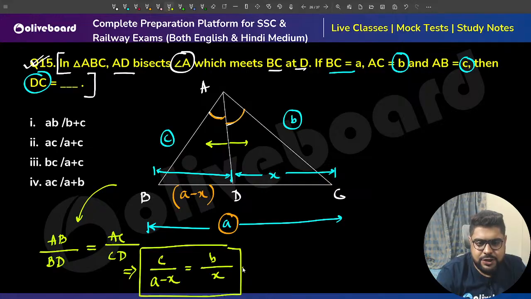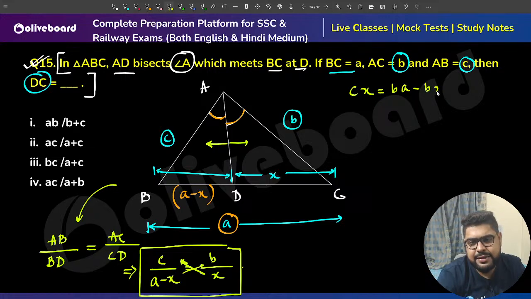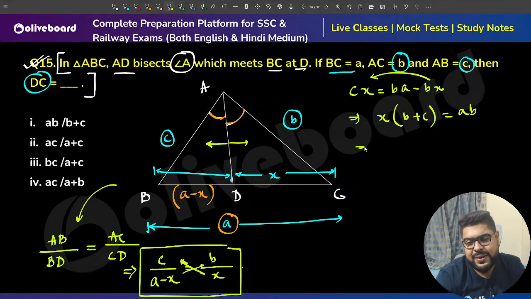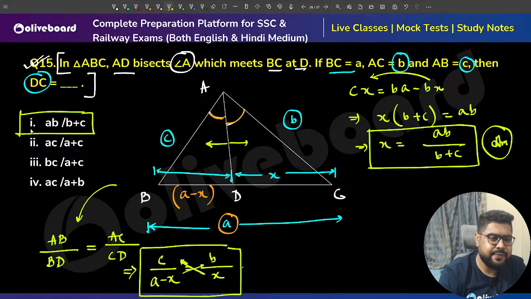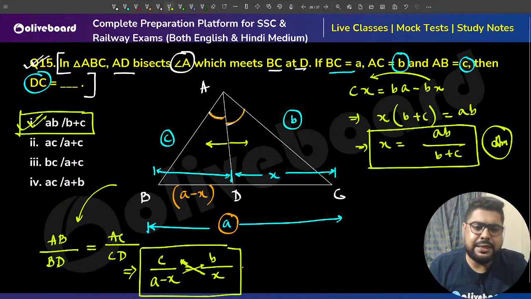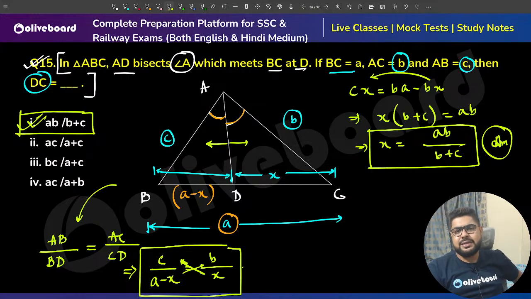Let us do it here. If I cross multiply, Cx is equal to BA minus Bx. So Bx comes to this side. If you take X common, it becomes X times B plus C, equal to AB. So X will be AB divided by B plus C. That is your correct answer, option number 1. Most definitely your correct answer.